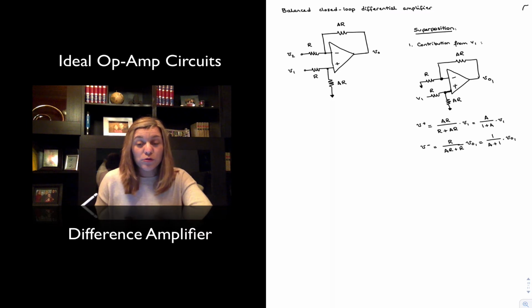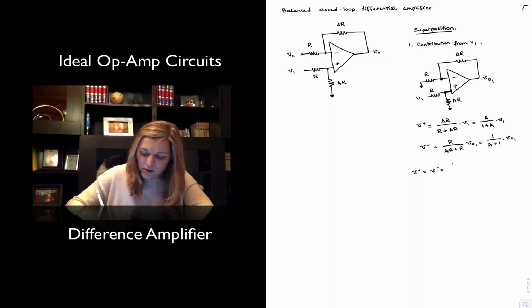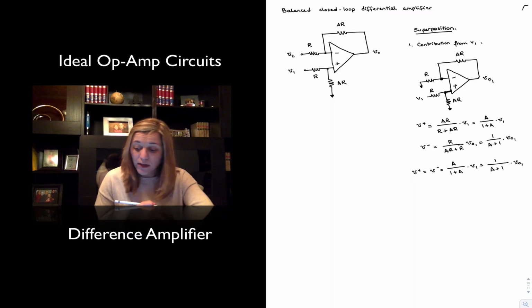But then, also because we are connected in negative feedback, V plus must be equal to V minus, which means A divided by 1 plus A times V1 must be equal to 1 divided by A plus 1 times Vout1. And from here, I can come up with an expression for Vout1 in terms of V1.